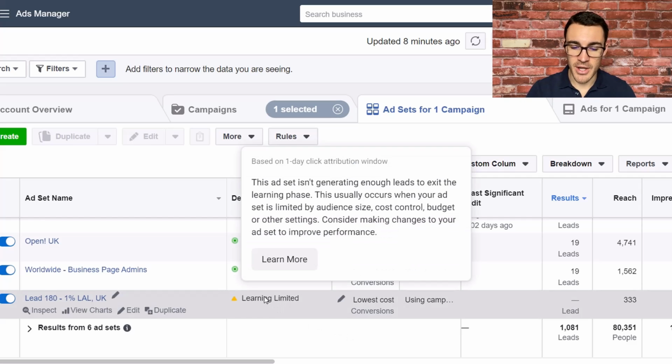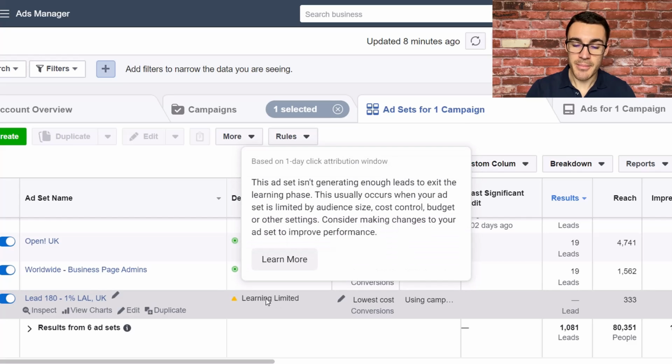If we hover over learning limited, you can see what Facebook says. Facebook is saying here that this ad set isn't generating enough leads to exit the learning phase. Basically, it's stuck in the learning phase. It's not being able to get out of it. This usually occurs when your ad set is limited by audience size, cost control, budget, or other settings. Consider making changes to your ad set to improve performance.